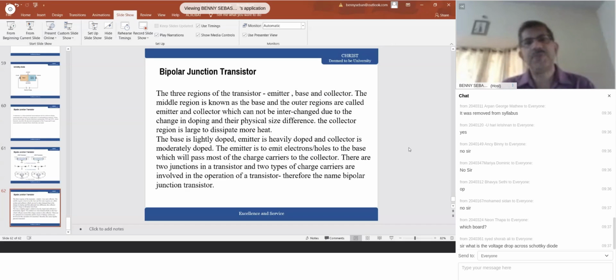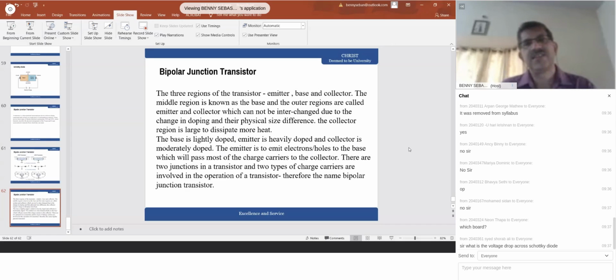Then the base is slightly doped, the emitter is heavily doped, and the collector is moderately doped, because the doping is important now. The emitter emits electrons, because you know that they go from one side to the other end. Through that base, they will cross. So the electrons are the charge carriers. For a PNP transistor, holes are the majority, you know that P means holes are the majority. So they will cross the junction.